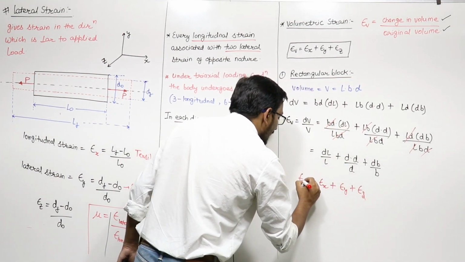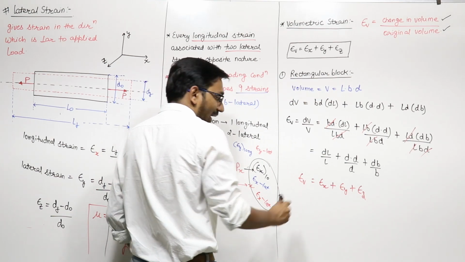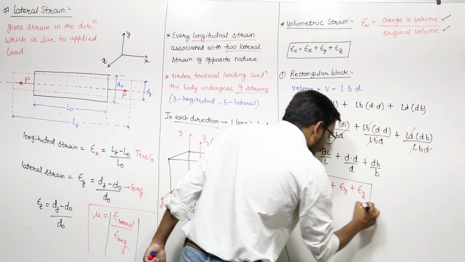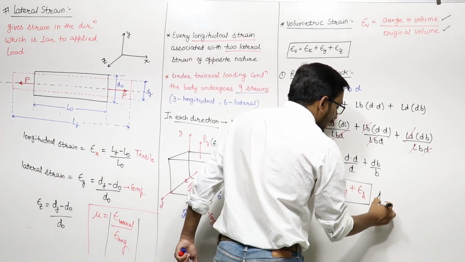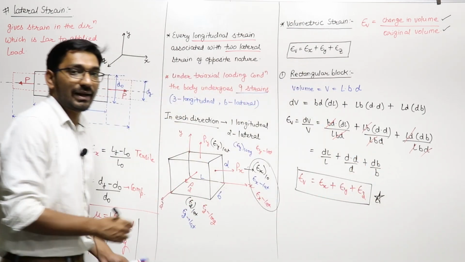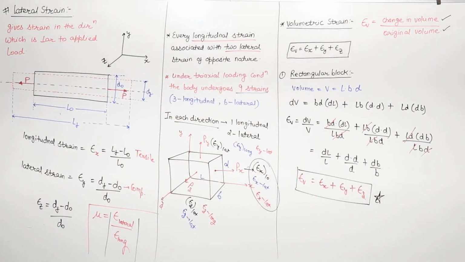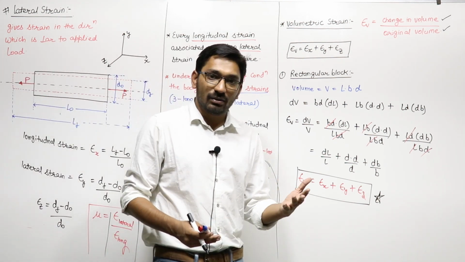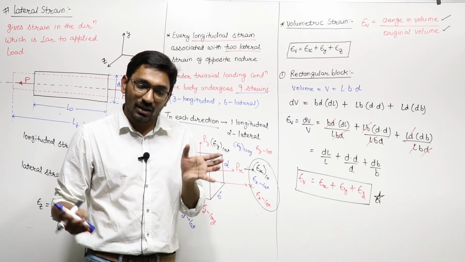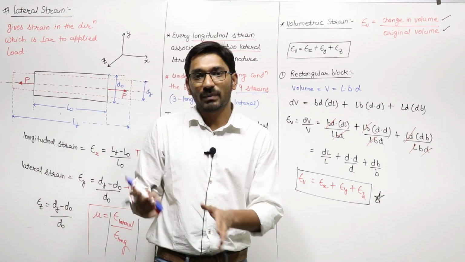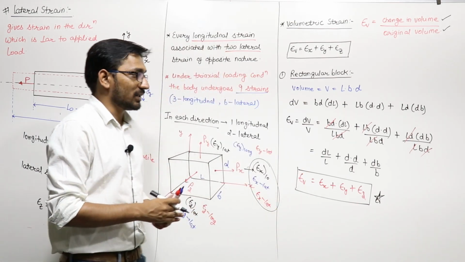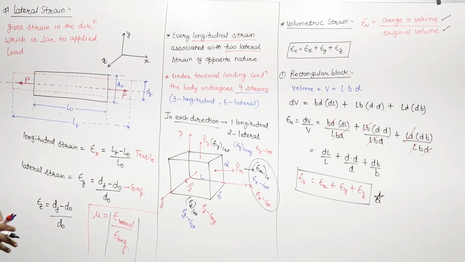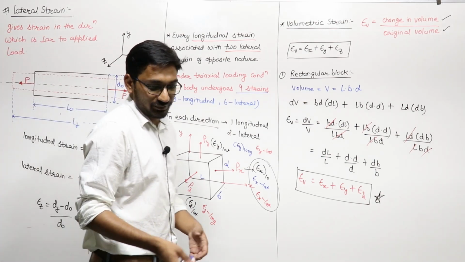This is your volumetric strain for the rectangle. Sorry, the volumetric strain of the rectangle is your net strain in x direction plus strain in y direction plus strain in z direction. So this is the meaning of your volumetric strain.